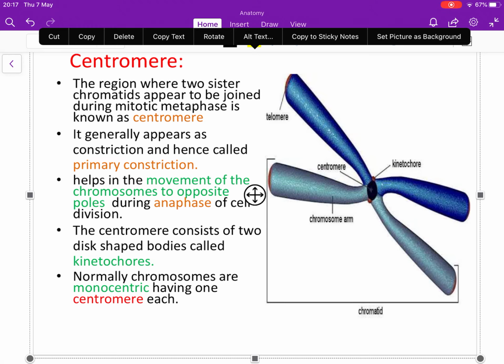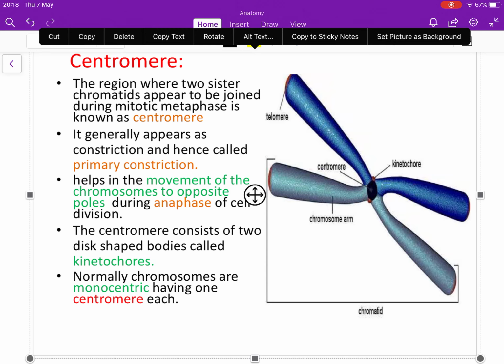Now, to this centromere the spindle fibers attach, and the centromere is made up of two disc-shaped bodies, and these two disc-shaped bodies are known as kinetochores. To these kinetochores the spindle fibers are attached, and these spindle fibers are tied to the pole. Normally the chromosomes are monocentric. Monocentric means what? Mono means one, centric means centromere. It has only one centromere.